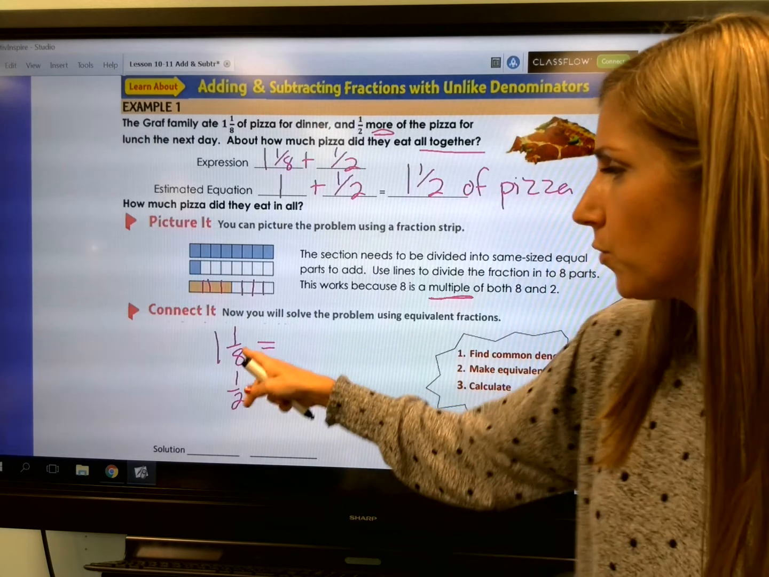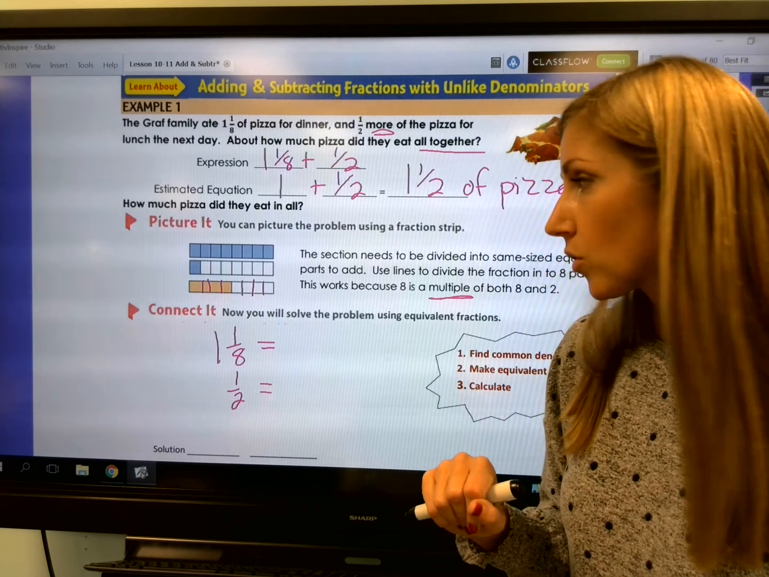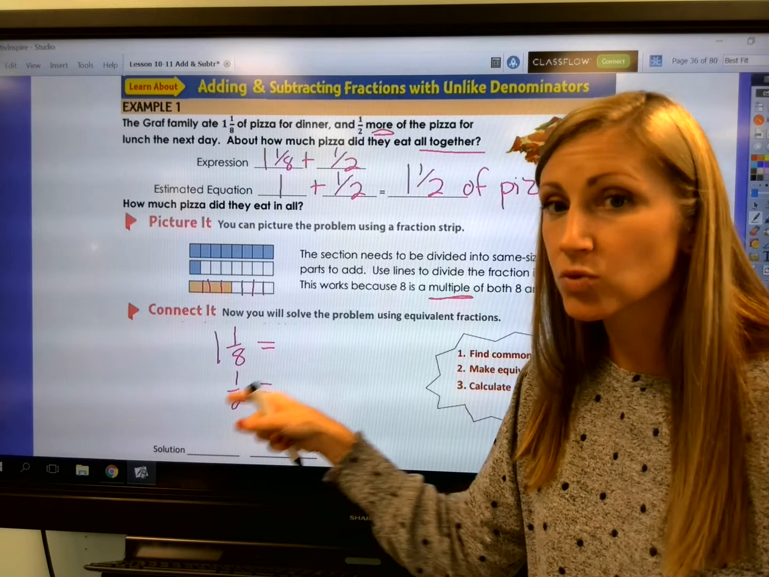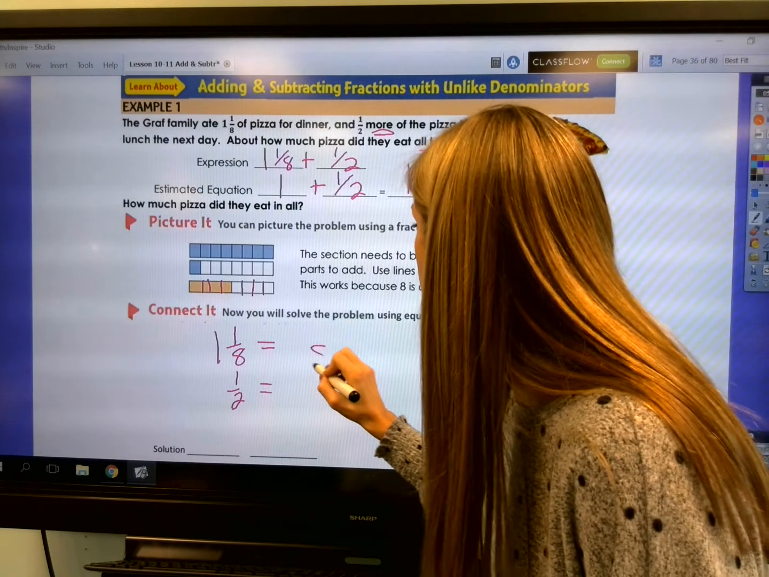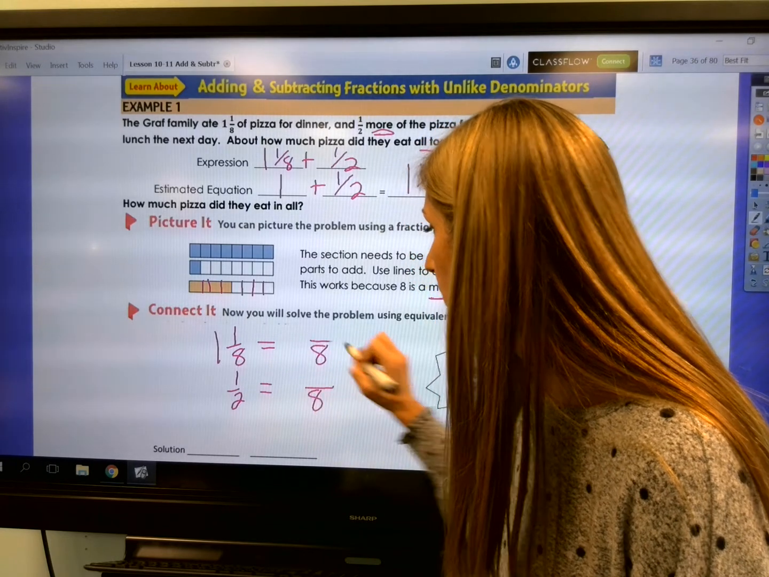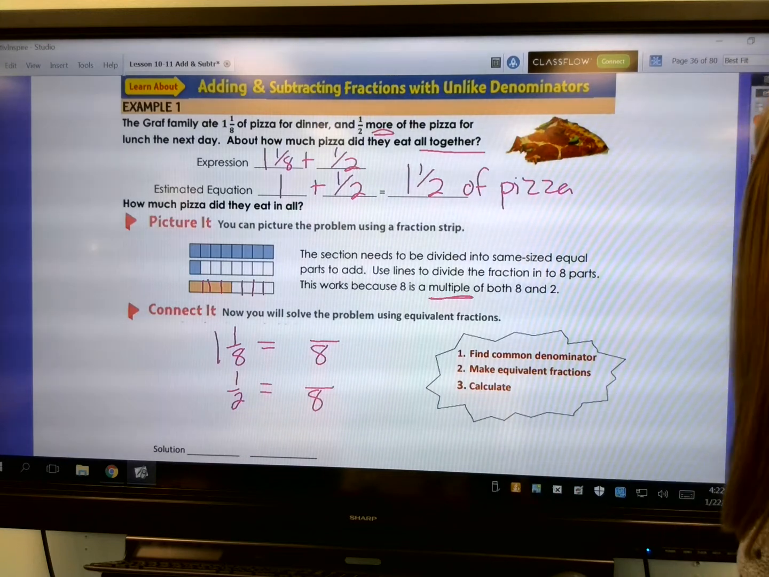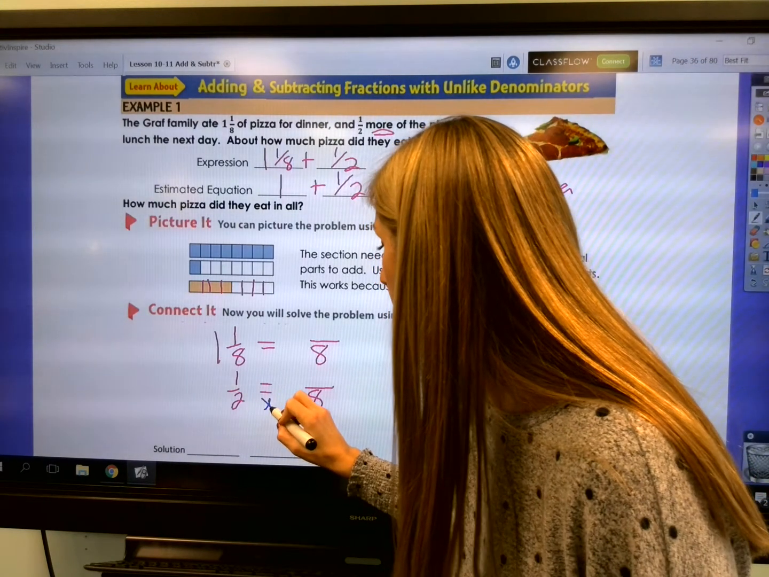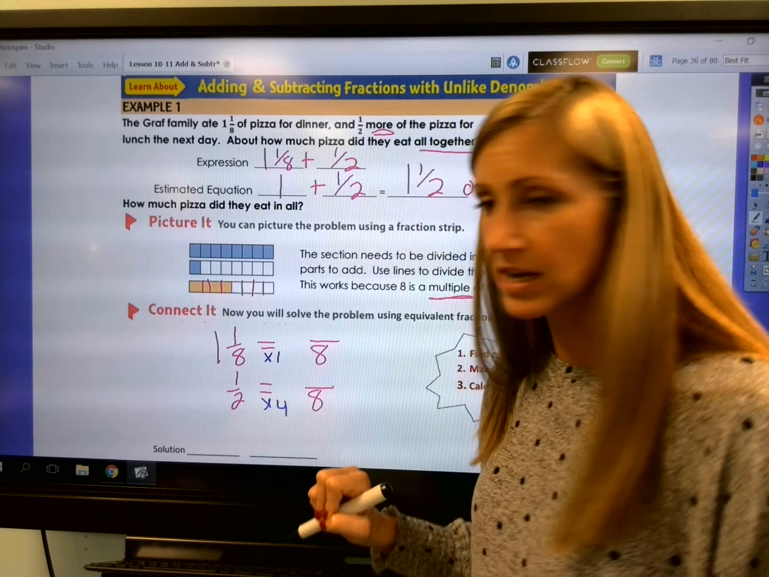So what would work for 8 and 2? You hopefully said 8, because 8 times 1 equals 8, and 2 times 4 equals 8. So I can have these both become an 8. And what I just mentioned is because 2 times 4 equals 8, and 8 times 1 equals 8.